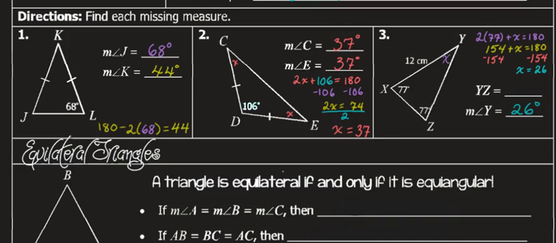YX is one leg of this isosceles triangle. YZ is the other leg. YZ equals 12 centimeters.